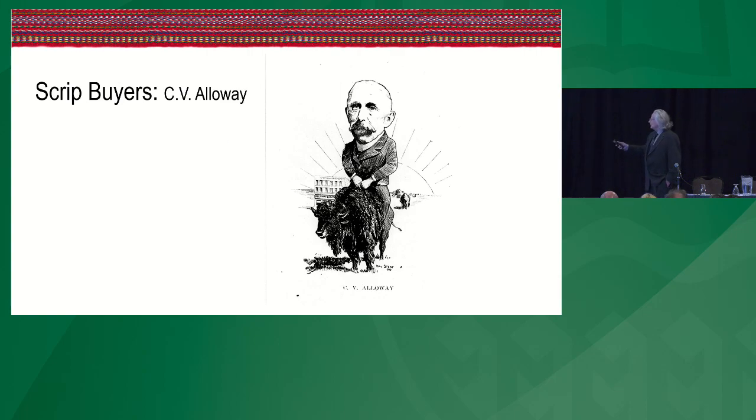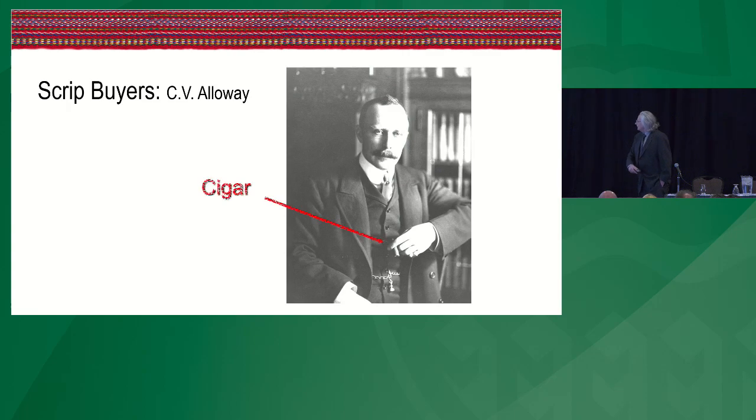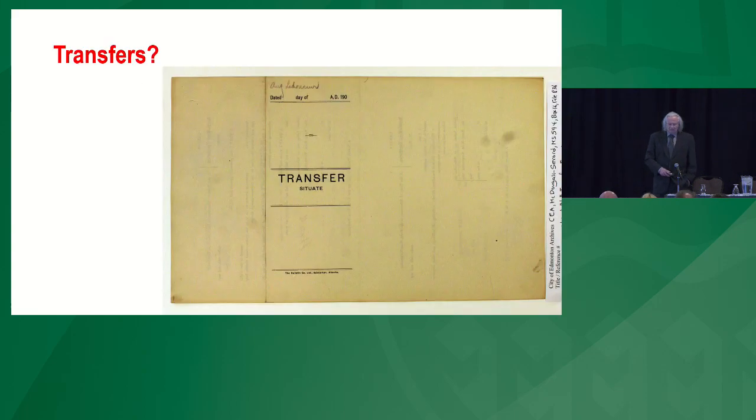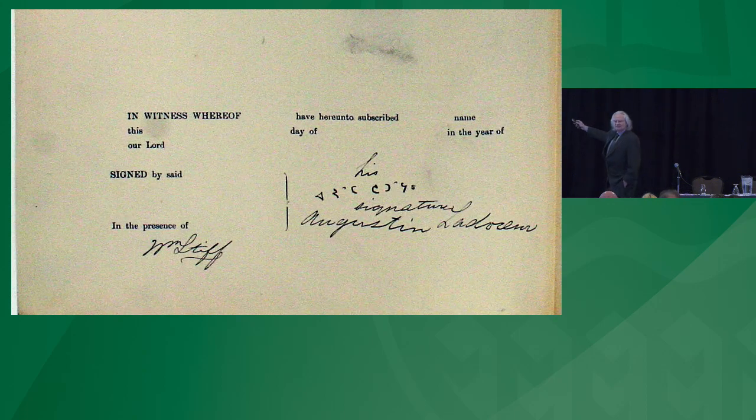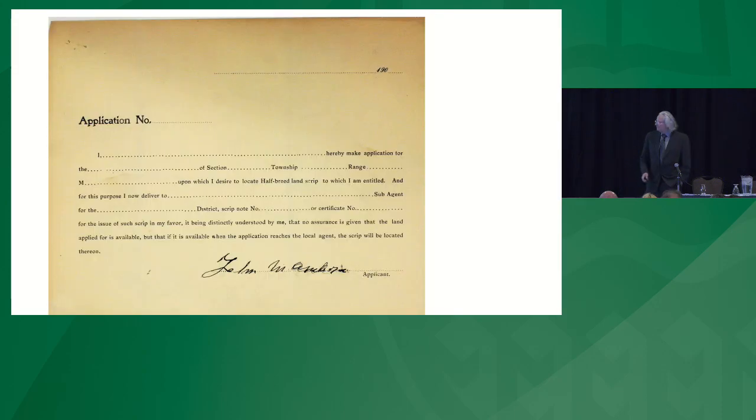Well, speculators, right? This is a cartoon. I didn't draw it. But there's some irony or offense at the buffalo. And this is another big buyer of Scrip. Transfers, you say. They're executed in blank. We find stuff executed in blank, right? But it's signed. More of them.